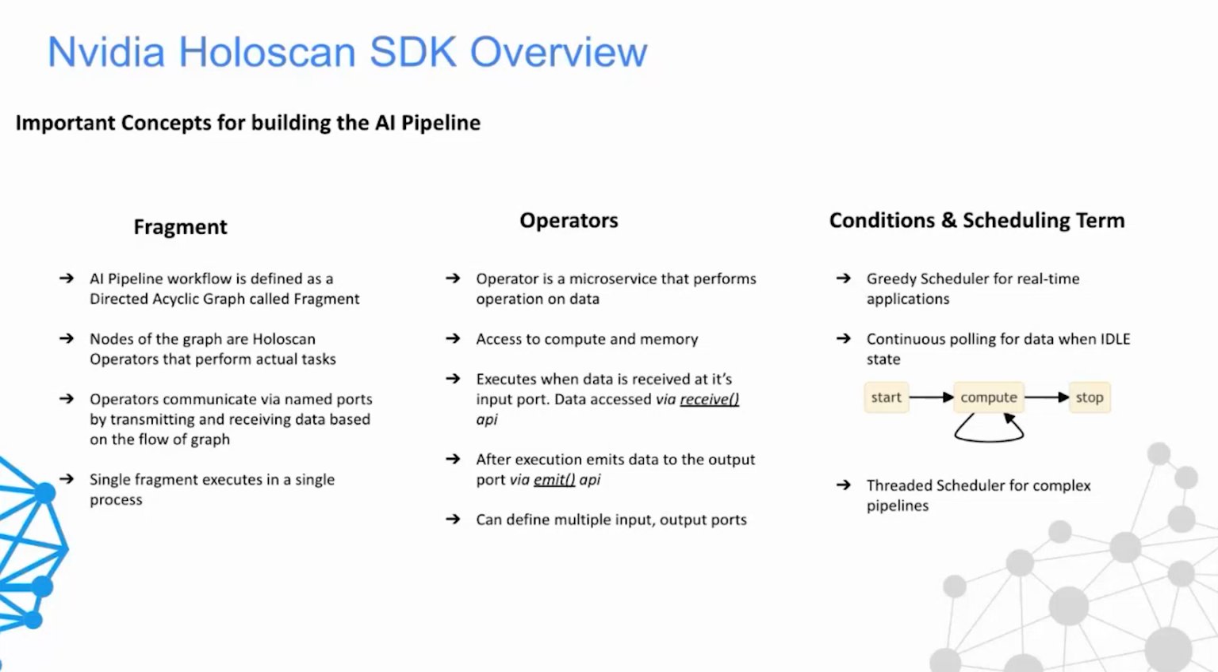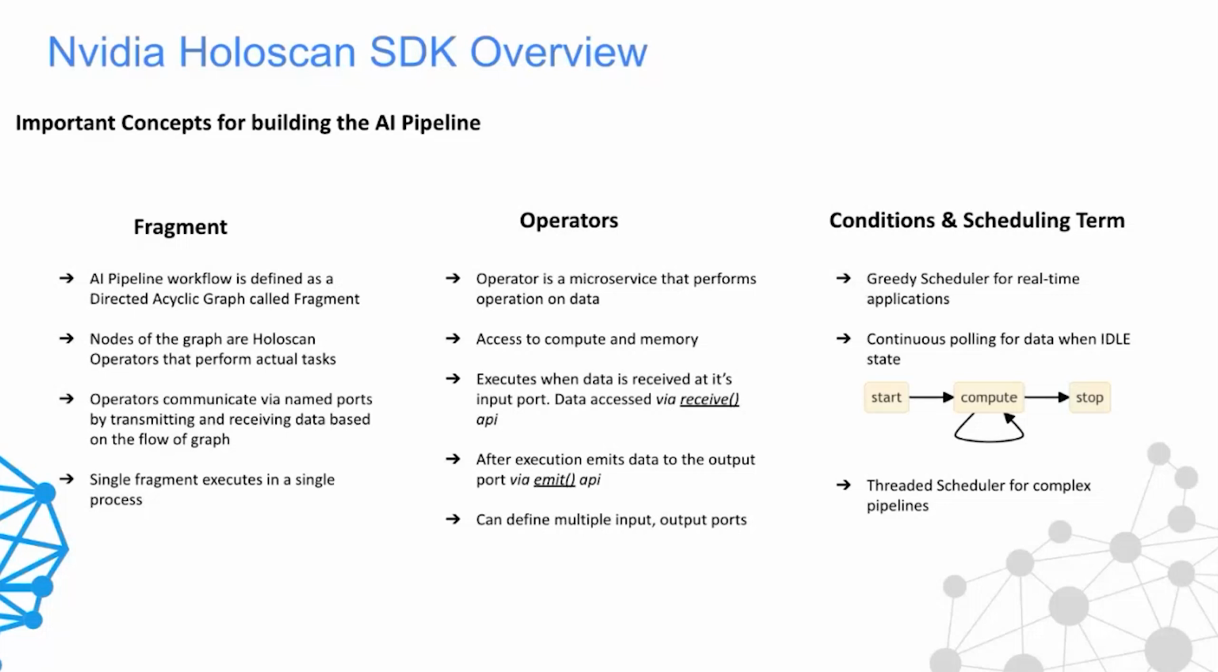Operators are the ones that are actually performing the operation on data, and they communicate with each other via named ports. A single fragment executes in a single process. That means that all the resources are shared within that graph if it belongs to the same fragment.